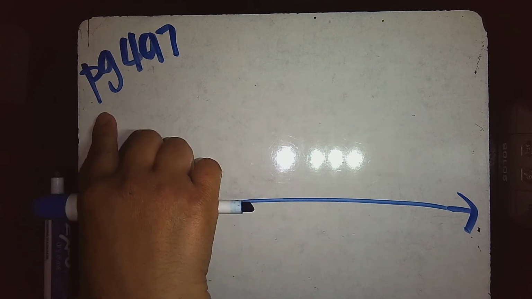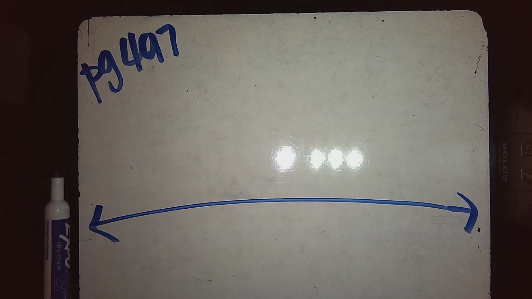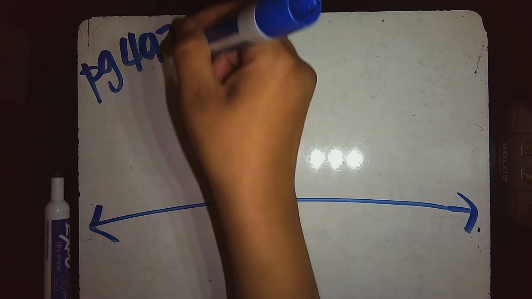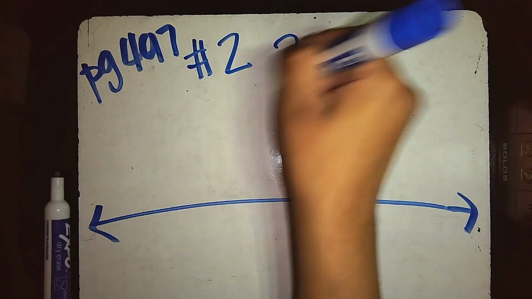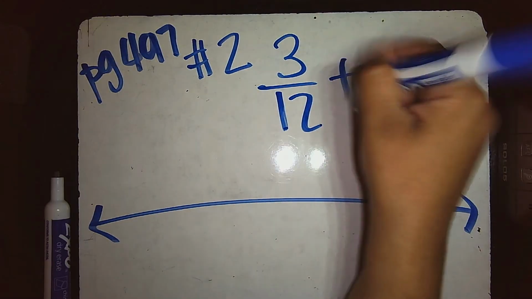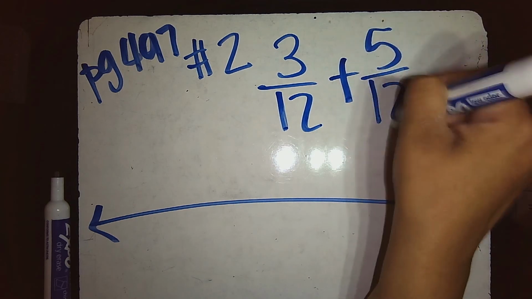Hey guys, I am going to show you examples from lesson 9-6, which is adding and subtracting fractions with like denominators using a number line. The examples I am getting are on page 497 in your student notebook. The first example I'm going to do is number 2, and number 2 says, draw a number line to represent 3/12 plus 5/12.